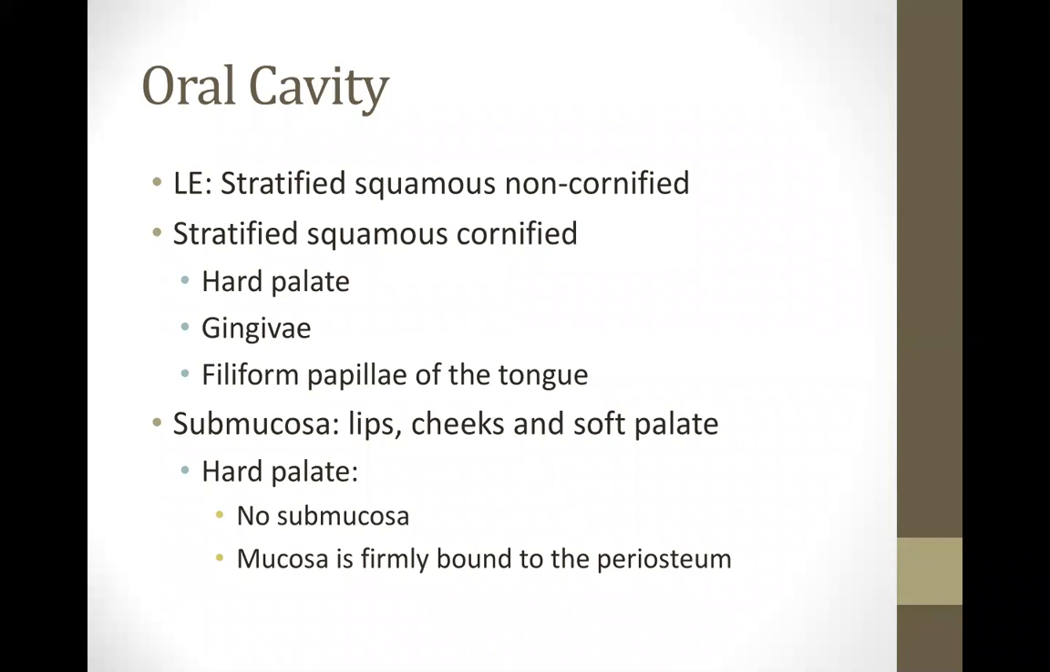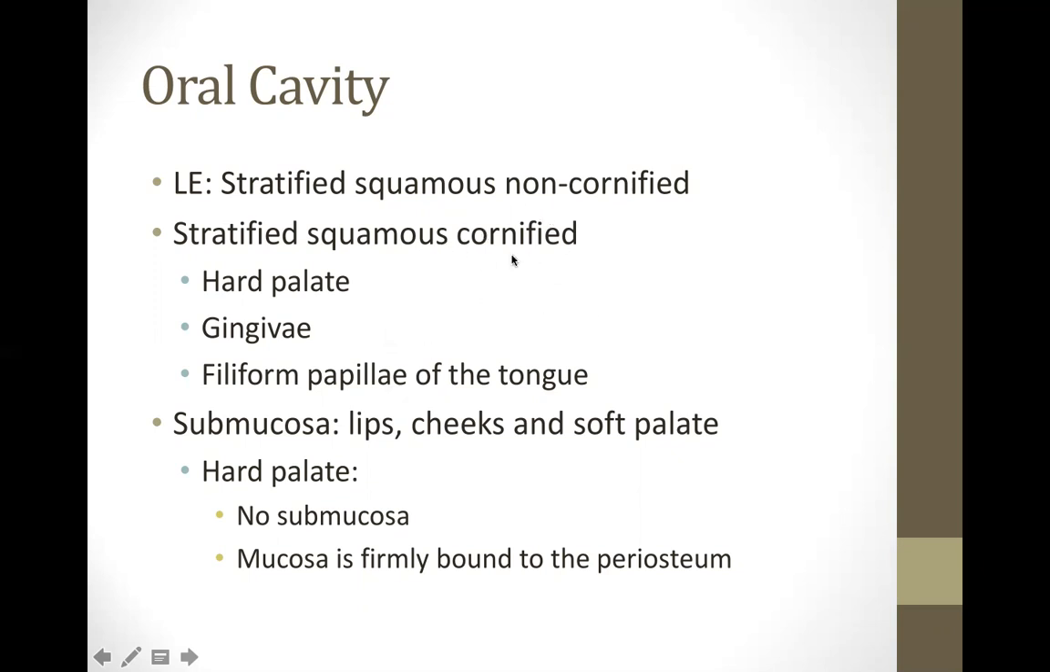Okay, now the lining epithelium of the oral cavity in general is stratified squamous non-cornified epithelium. But if we ask you what organs found in the oral cavity are lined by stratified squamous cornified epithelium, these are the following: the hard palate, your gingiva, and the filiform papillae of the tongue. Again, generally it is stratified squamous non-cornified, but these three structures found in the oral cavity are cornified epithelium.